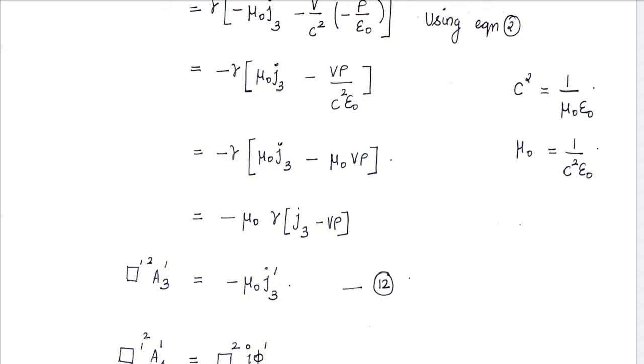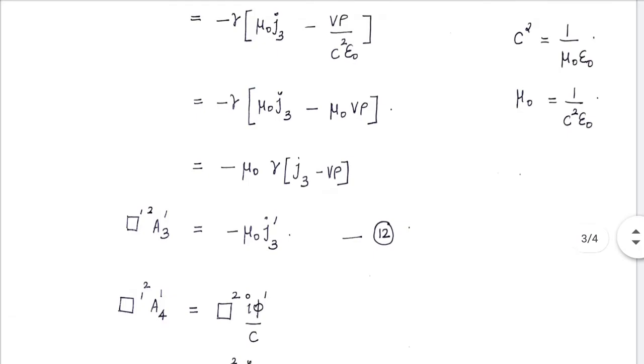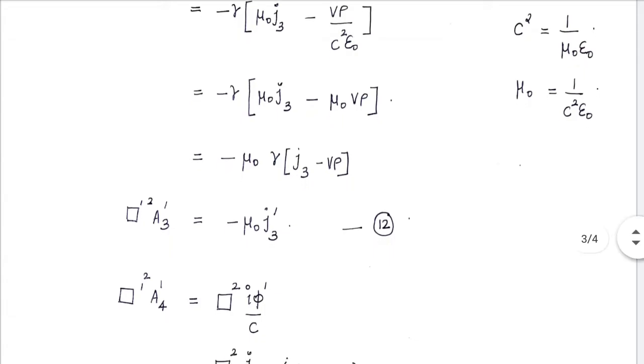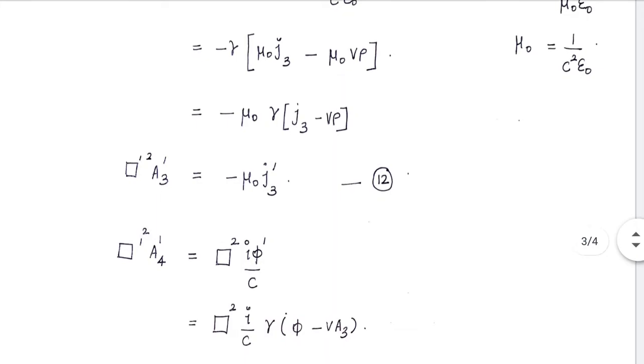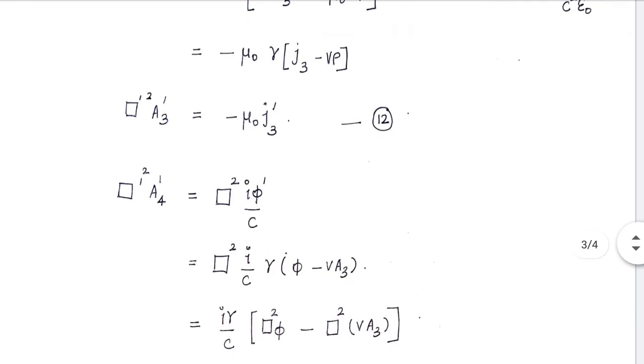Now let us do the fourth one. Del prime square a4 prime is equal to, so del prime square can be replaced by del square, and the fourth component a4 is nothing but i phi prime by c. So the value for phi prime is equal to gamma into phi minus v a3, that is the fourth transformation equation for a. So i by c gamma is common for both the terms. We are taking it outside and bringing del square inside. So it is del square phi minus del square v a3.